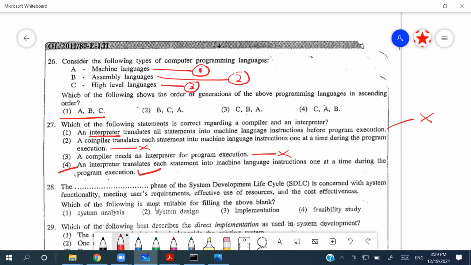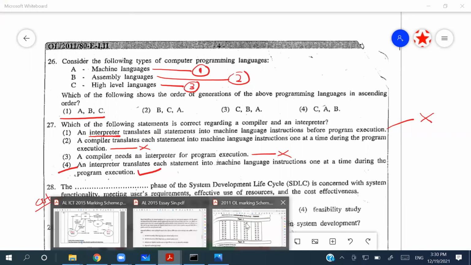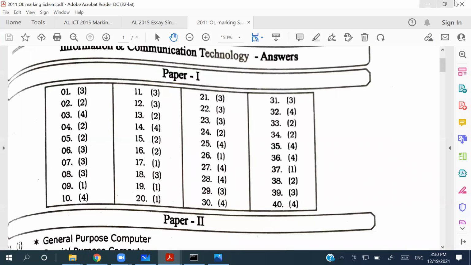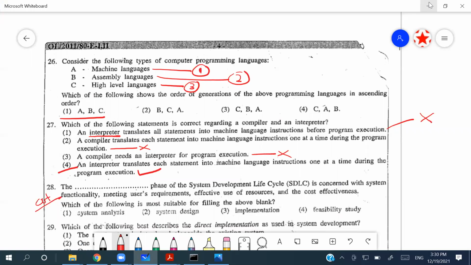Yeah, in the 28th, it is much into the feasibility study, people. So take it as an out of syllabus one, because feasibility study is not in your syllabus. So after the 28th, it's the 30th.